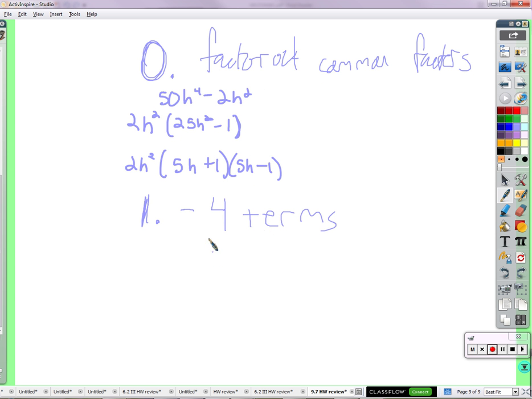I can guarantee at this level in Algebra 1, at this point in your math careers, if there are four terms, you're only going to be able to factor it if it is possible to factor by grouping. It's the only method we have. Otherwise, we'd have to know how to divide polynomials, the remainder theorem, all sorts of stuff we don't know. So if it has four terms, it's grouping.